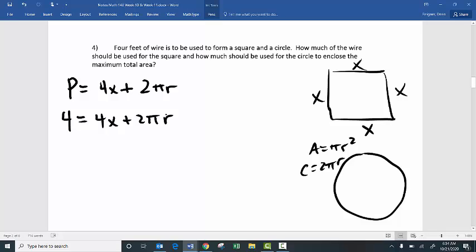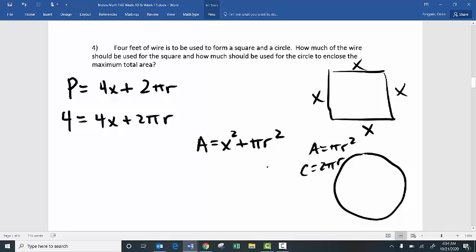All right. So now eventually what we're going to do is we're going to get rid of one of the variables, okay? Because our area formula that we're going to use to figure out our total area is: the area of our square is x squared. The area of our circle is pi r squared. So if we want to maximize the area, this is the one we want to take the derivative of.